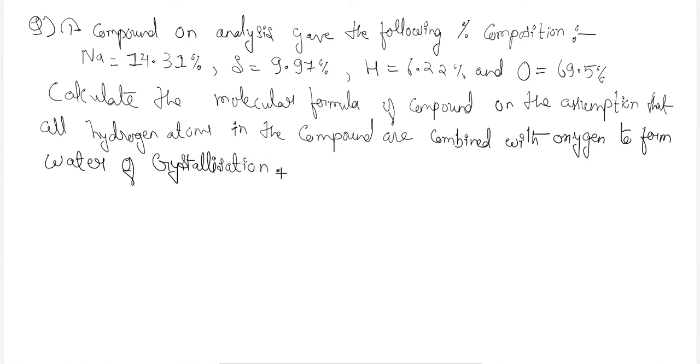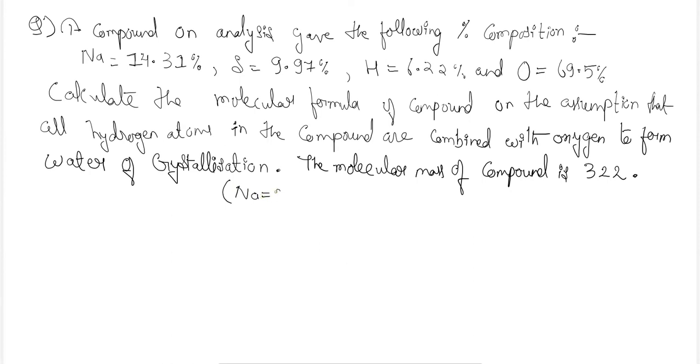Okay, the molecular mass of the compound is 322, and sodium's atomic mass 23 is given, sulfur's atomic mass 32 is given, hydrogen's atomic mass 1 is given, and oxygen's atomic mass 16 is given. So we have to solve this question.